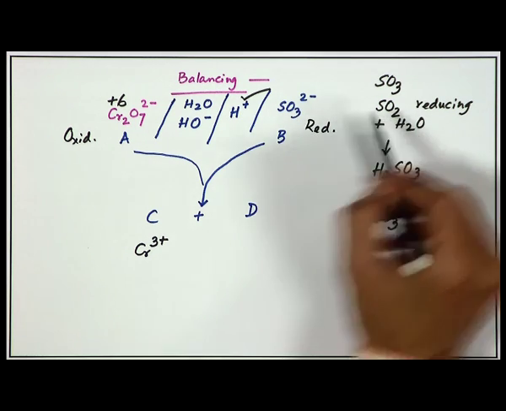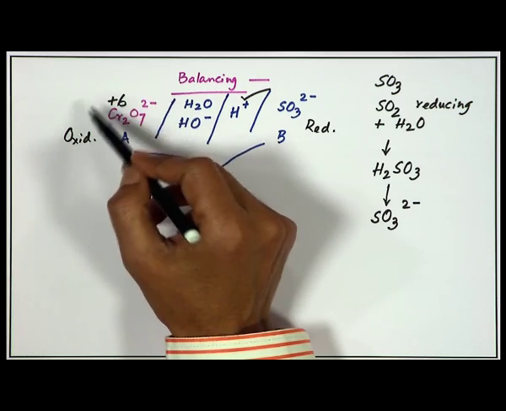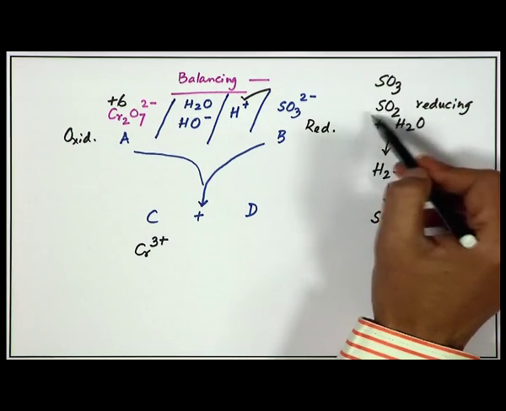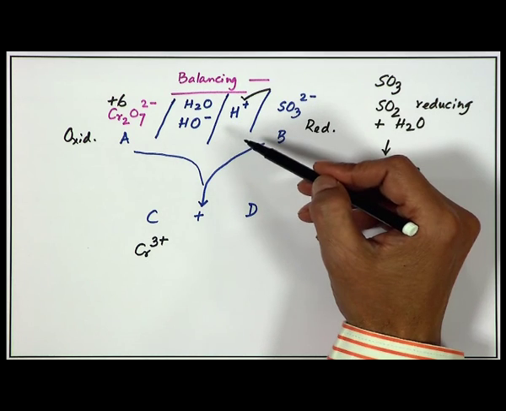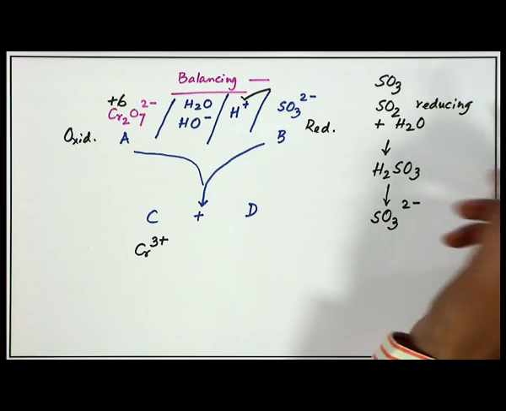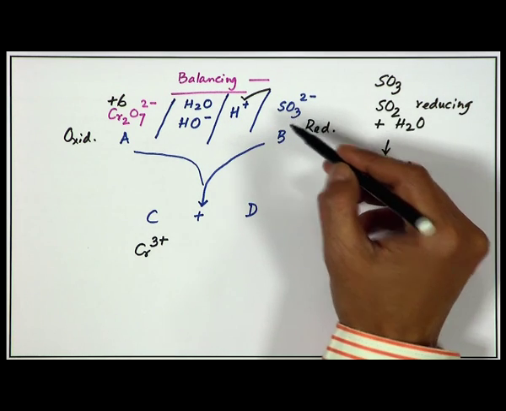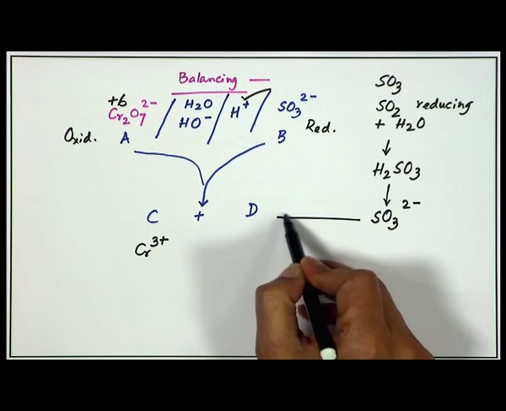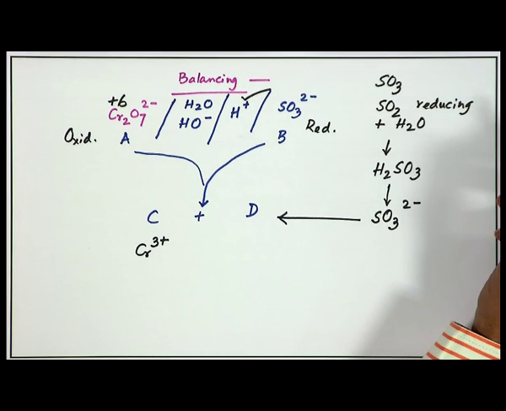So if we simply have an orange colored aqueous solution which is slightly acidic, and you pass sulfur dioxide gas, the same reaction can happen over there. So the reductant, that means this species, should be oxidized. So SO3 2 minus should be oxidized.